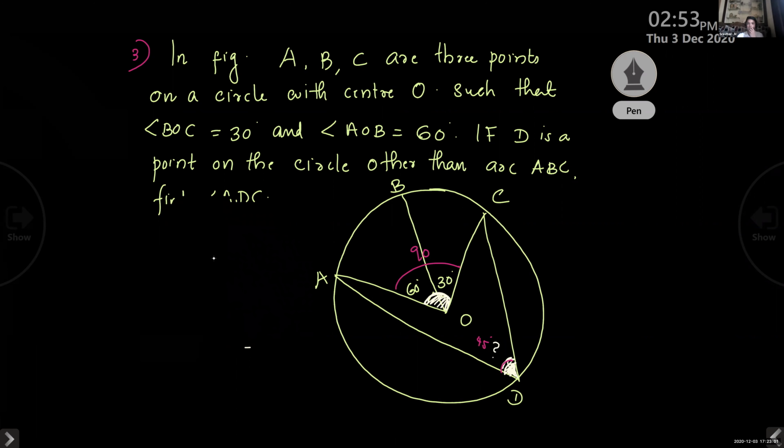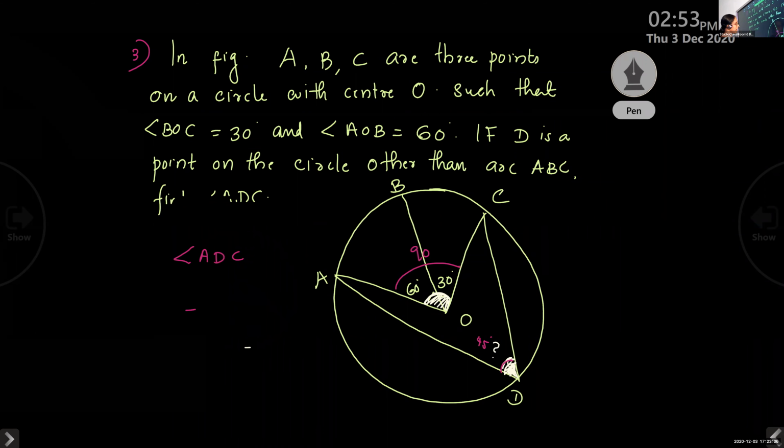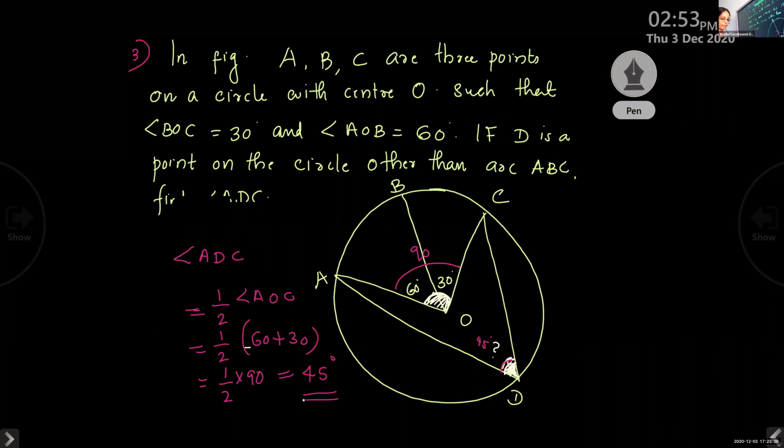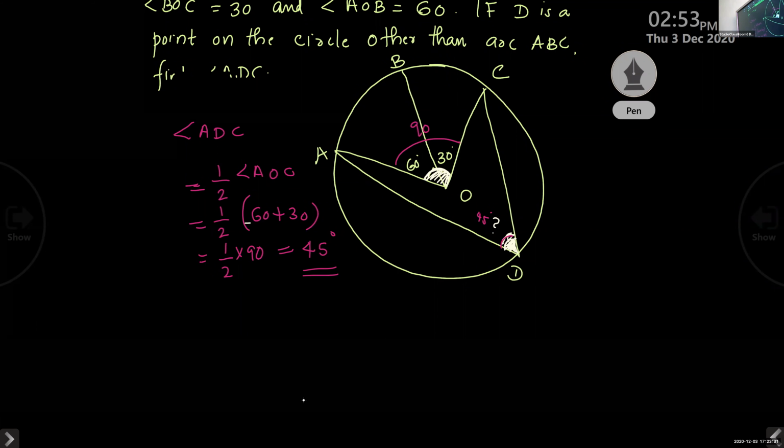Okay. So angle ADC, I will write it, angle ADC is half of angle AOC, and it is half of 60 plus 30, and it is half of 90 and equal to 45. Equal to 45 degree. It is AOC.